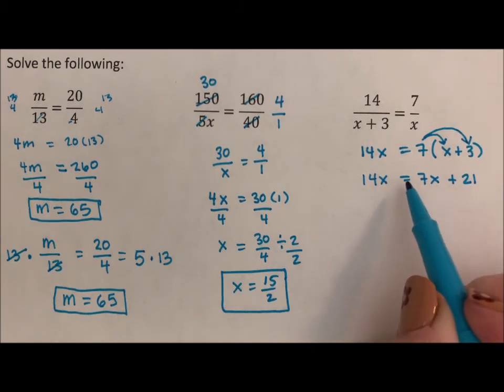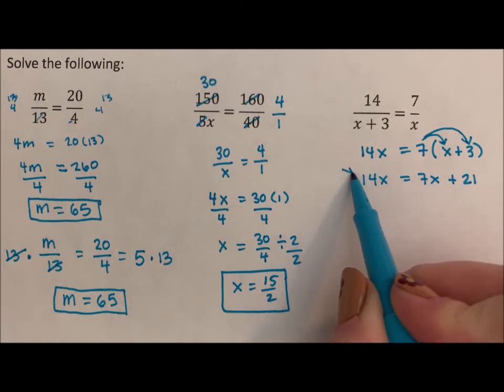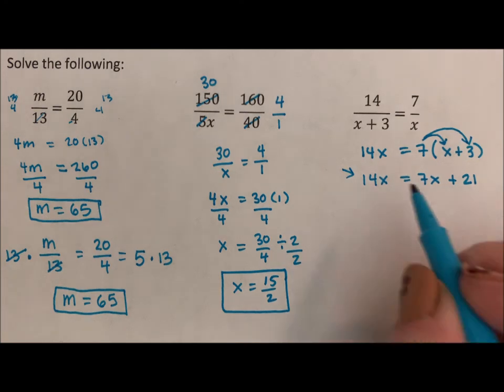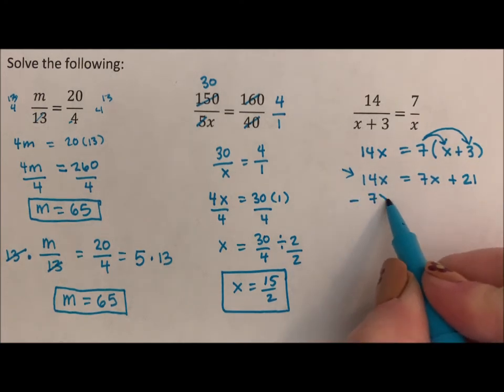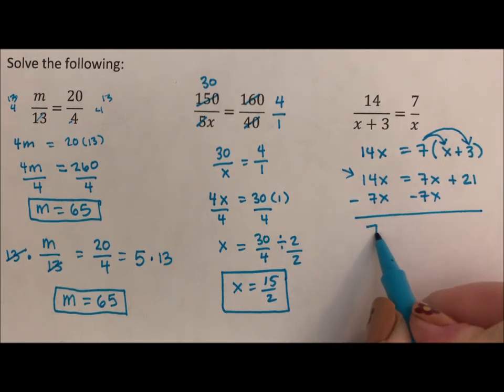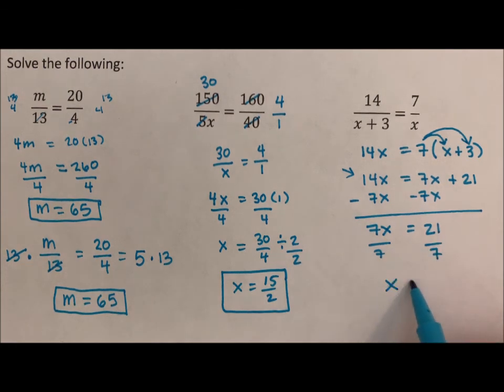Now, when I move one of these terms over, I notice that this term over here has an x, so I'm going to move the term that has an x so that I'm combining my like terms. So I'm going to subtract the 7x from both sides. So I have 7x equals 21. I divide both sides by 7, and x equals 3.